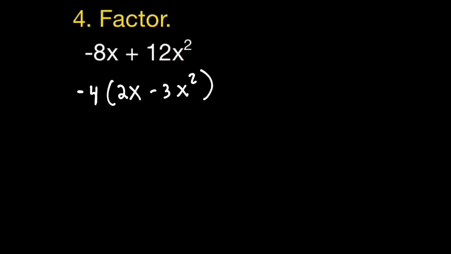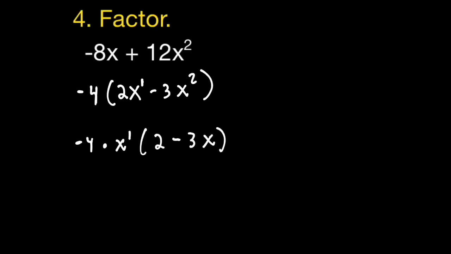Now I am going to focus on the variables. We have a common variable of x. Here I can specify the power. This is power of 1. And if I take a look at the exponents, I see that my smallest exponent is 1. I'm going to factor out an x to the 1st power. We have negative 4 multiplied by the x to the 1st power. And now we are left with 2 minus 3x.